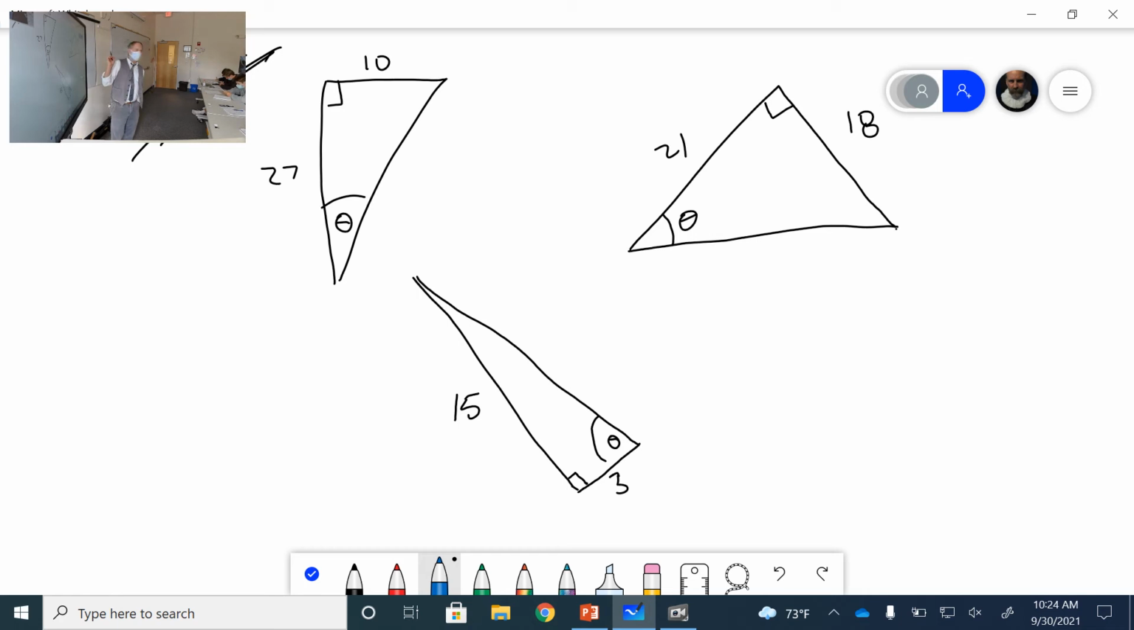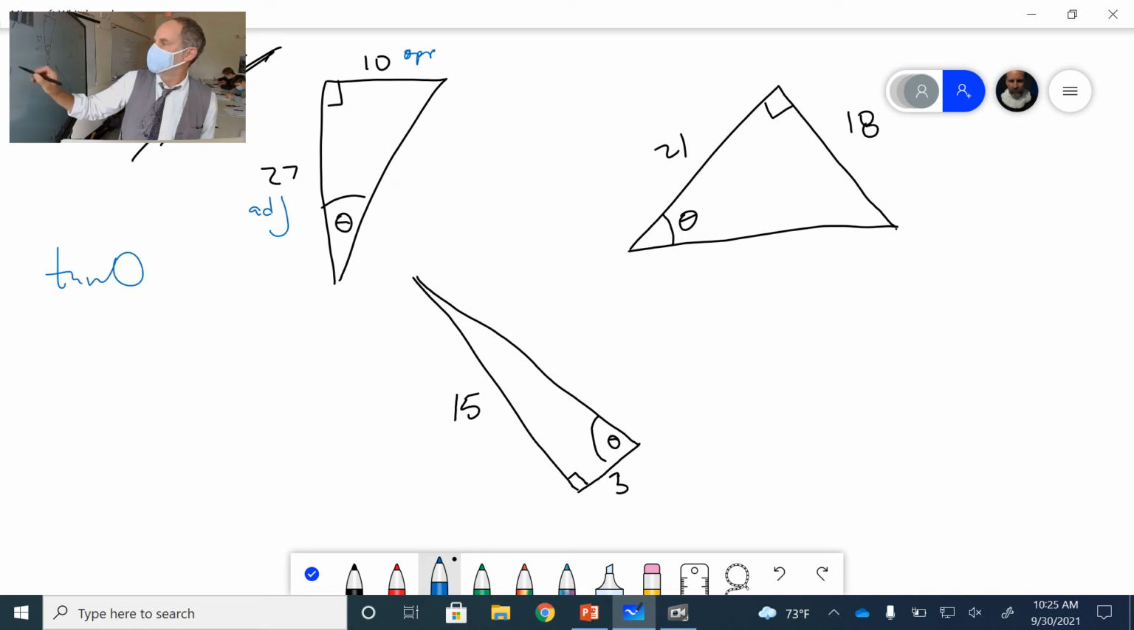Reed, can you talk me through one of these? Pick one. How about the first one? Okay. So the opposite is 10 and the adjacent is 27, so it's tan theta equals 10 over 27, which would be 0.37. And you put that in the calculator, I got 20.3 degrees.